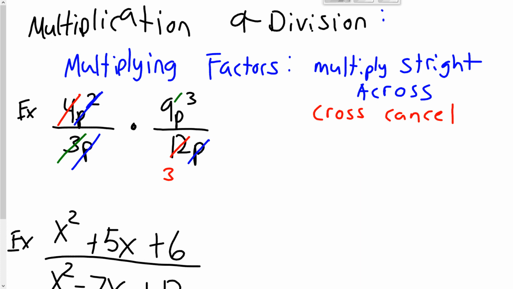What about the 3 and the 9? Can I cancel that? And then can I cancel the 3's here? So we just get left with a p to the third.